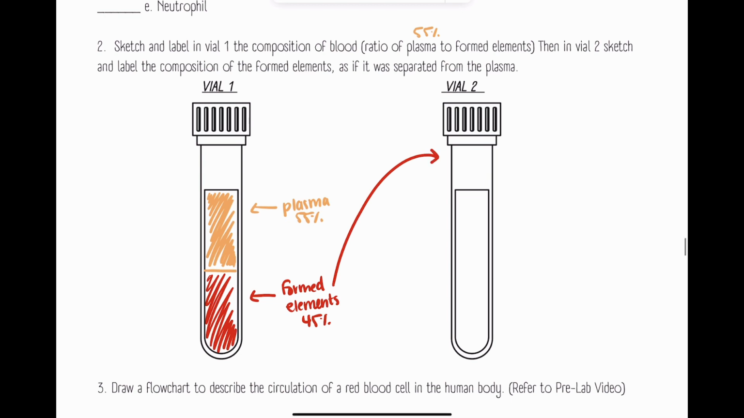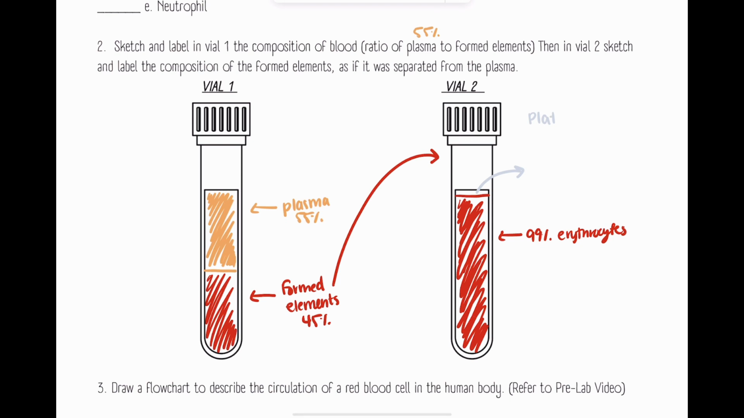Now the formed elements can be broken down. So now we're doing the percentage of the formed elements. So 99%, that's a big percent, right? 99% of the formed elements are erythrocytes. Erythrocytes are red blood cells. And then the last 1% is made up of two different things. It's made up of leukocytes and platelets. Platelets help with blood clotting, and then leukocytes are our white blood cells.